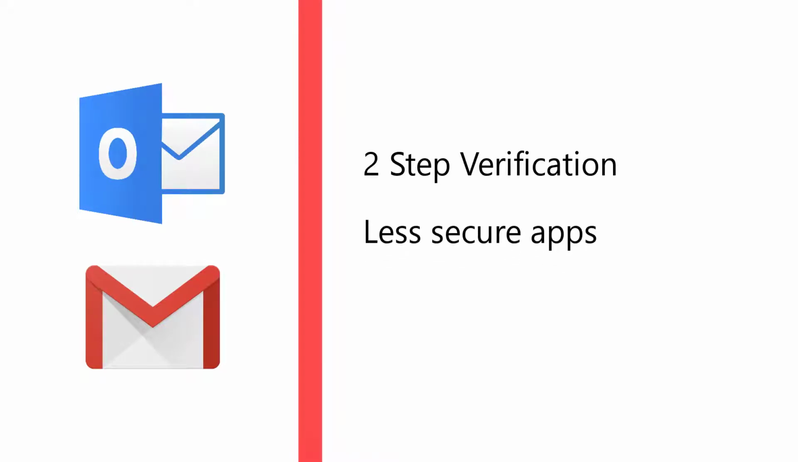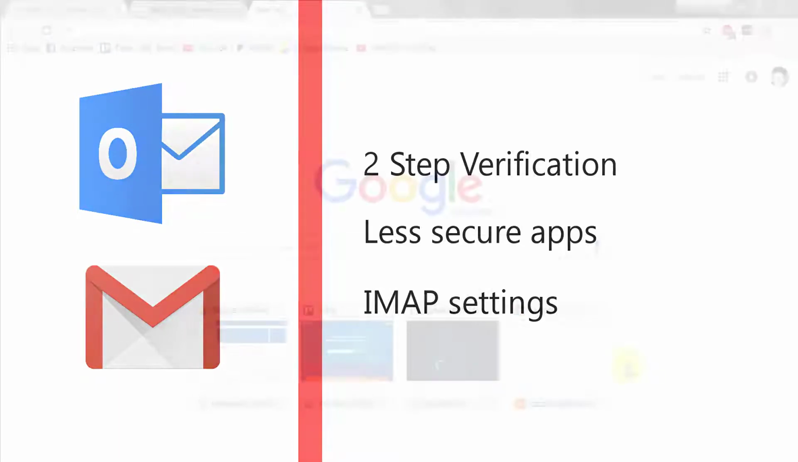So before diving into Outlook, there are a few things that we have to check first. First is the two-step verification, the less secure apps, and the IMAP settings. I'm going to be walking you through on how to get to those settings and then explain a little bit about those things once we get there.